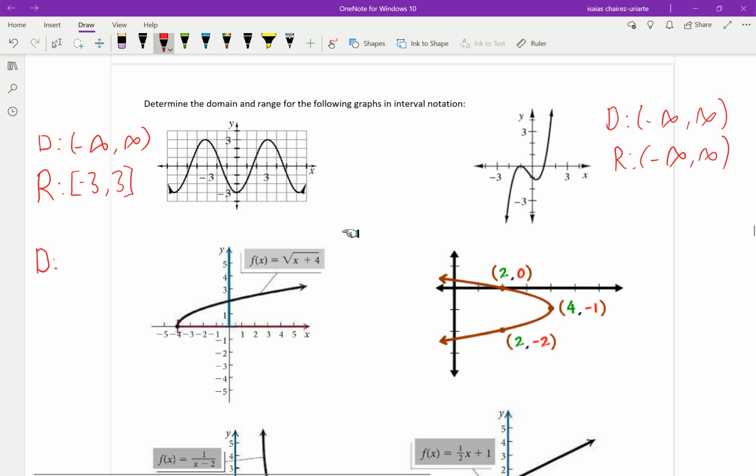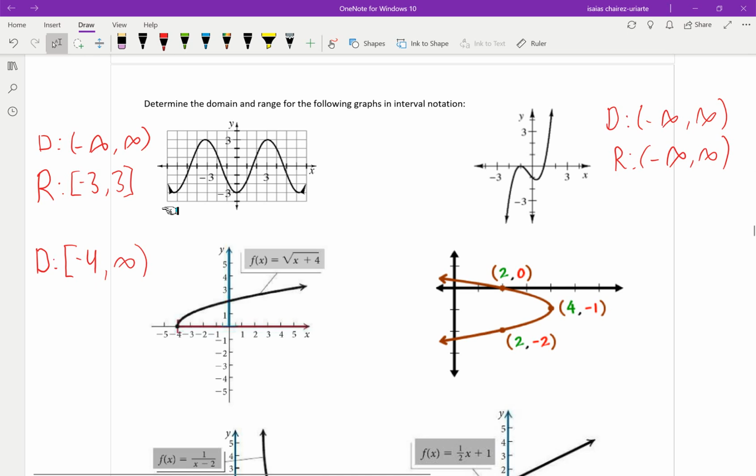Let's think about the domain here. What's the domain? How far to the left does my graph go? How far to the right does my graph go? It looks like my graph goes only as far as -4 to the left. And it is included. I see a solid dot right there. So that tells me that there's a bracket going on. So -4. How far to the right does my graph go? Well, according to this arrow, this behavior just keeps on going forever and ever. So positive infinity is what I'm going to conclude.